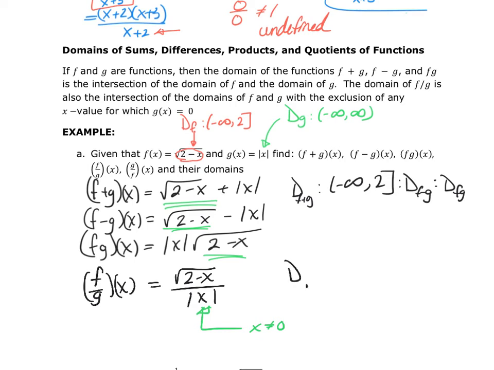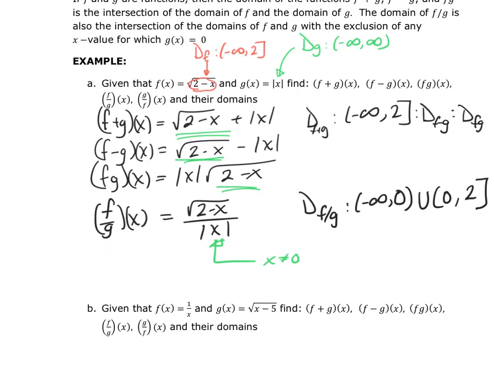So the domain of f divided by g is going to go from negative infinity to 0, non-inclusive. I'm going to jump over 0 and go to 2. So that's the domain of that one. Then I'm just going to do the domain of the last one, and then I'm going to pause this and ask what kind of questions you have for me.